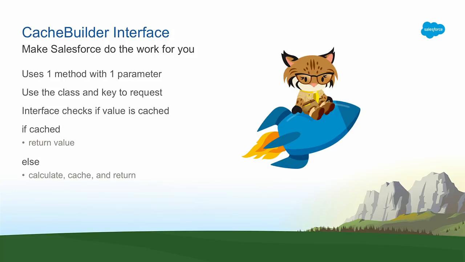And what they're doing is they're giving you an interface called the cache builder interface. And it's a very basic interface, has one method, one parameter. And it's essentially going to do exactly that. Check the cache to see if the value is there. If it is, return the value. If the value is not there, fine. Requery it, recache it, and then return it to you. And you can request it using the class name and the key name. And so let's take a look at what that looks like.